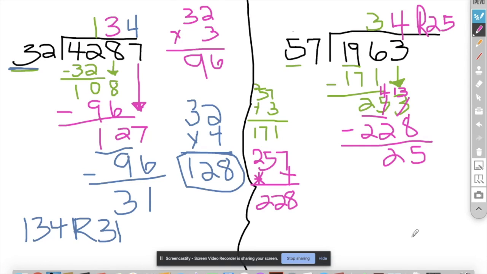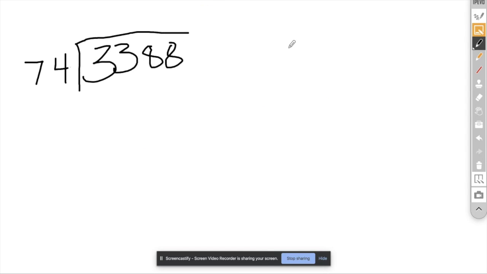Okay, so I do know that there's a number of you who are not ready to do this on your own, but you can pause this video, you can rewind it, you can rewatch it. I tried to color code this so you could see it step by step, talk through my thinking. There's your first problem, 3,388 divided by 74.